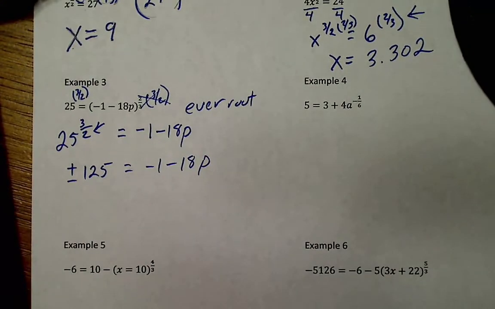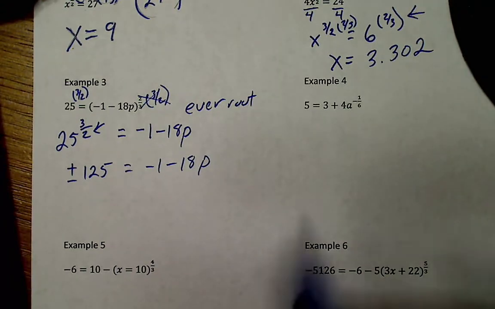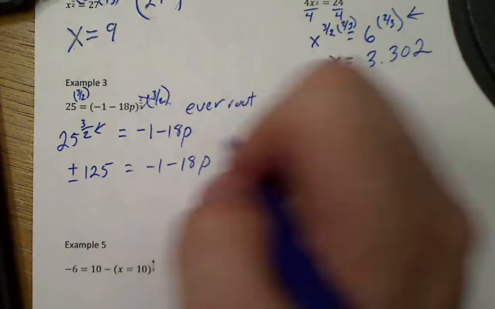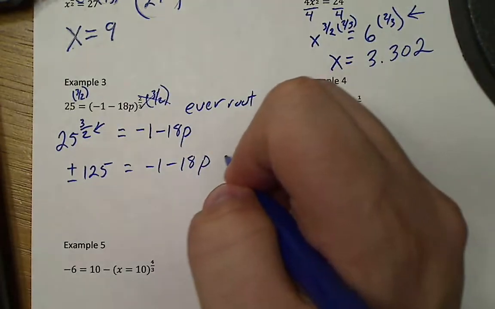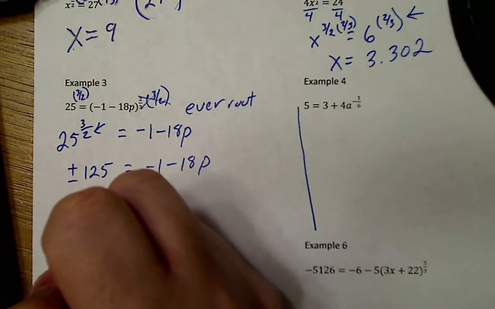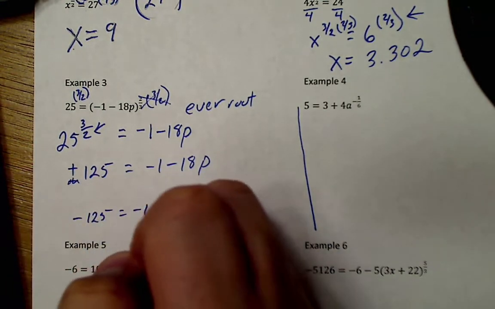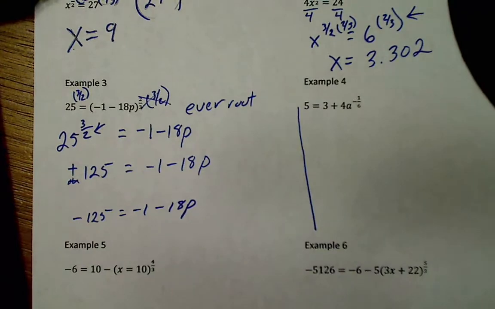So now I'm going to actually have to get 2 answers on this. And I should have separated this differently, and that was my fault. But essentially, I have this one. And let me write this over here. I should have separated this differently. Where I have -125 is equal to -1 minus 18p.